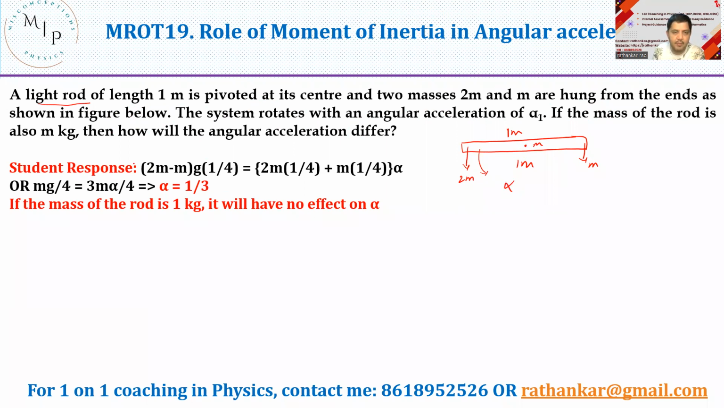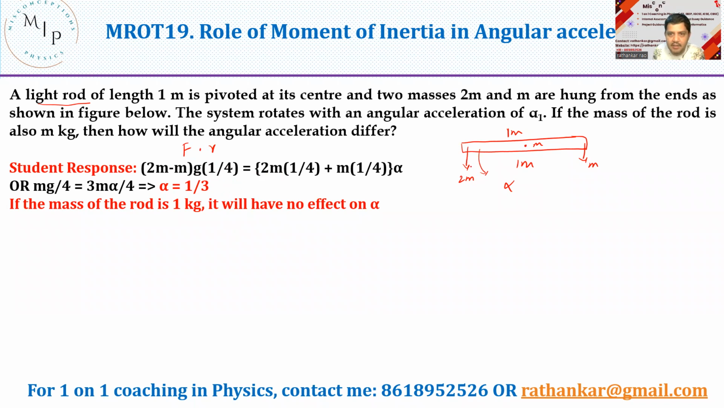Now, what is the student response? The student says that since this rod is not having any weight, I can now write (2m minus m) into g into 1 by 4. Why 1 by 4? This is nothing but your torque. What does torque tell you? Torque is F into R. F into R should now be equal to... I think I made a mistake here.